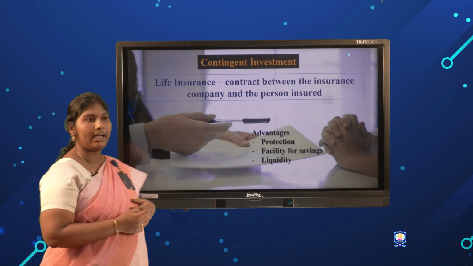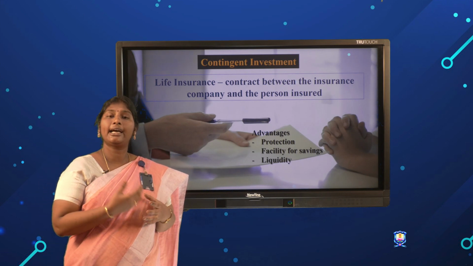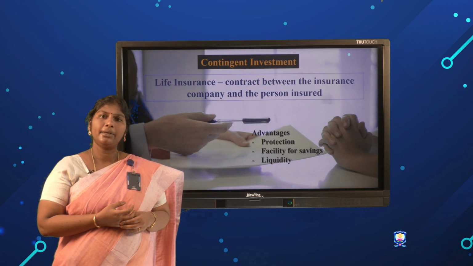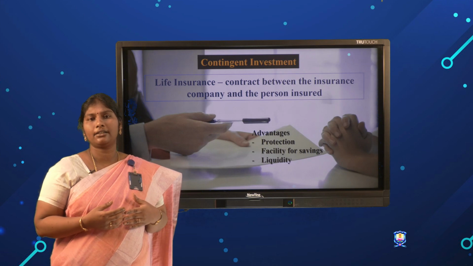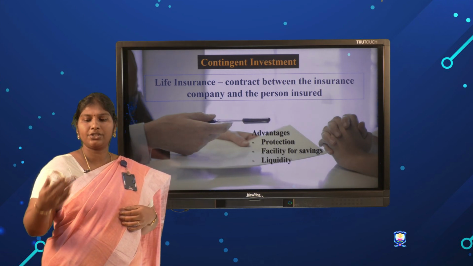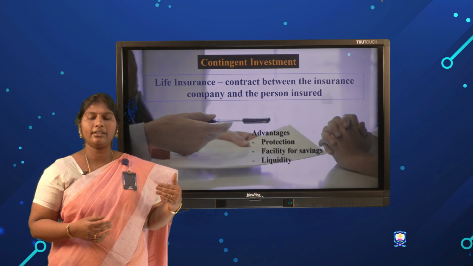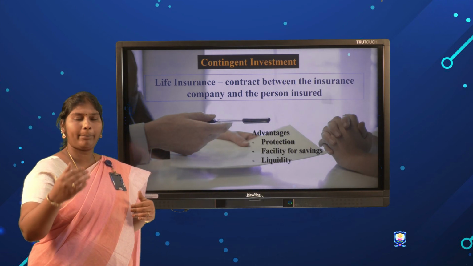The next one is that it is highly liquid. Liquidity here speaks about the surrender value. Any time the insured decides to close the policy, he can surrender the policy to the insurance company at a predetermined value based on the amount of insurance premium paid so far.